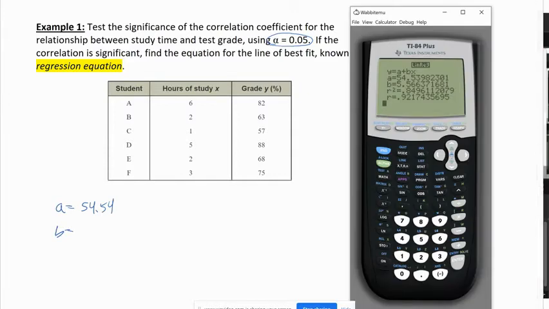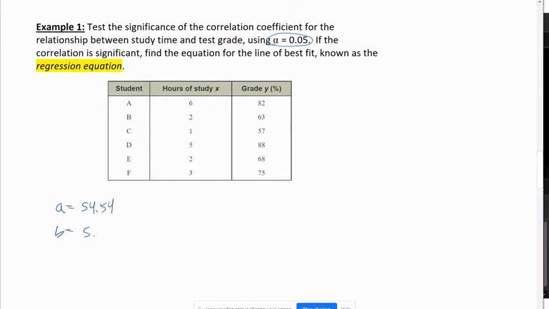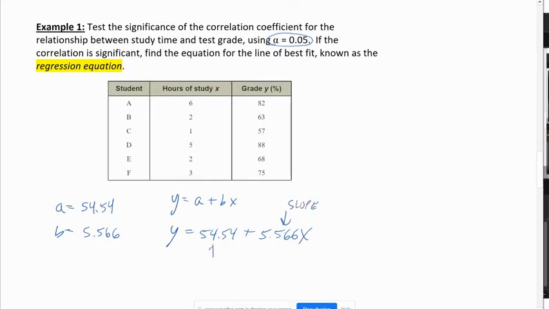B is 5.566. And we're using the form y equals a plus bx. So in this case, the linear equation, if it's a good enough fit, we would use 54.54 plus 5.566x. So again, that is our slope, and that is our y-intercept.